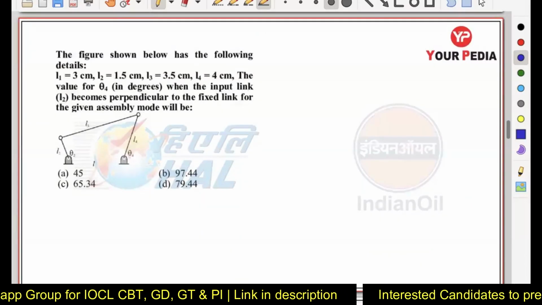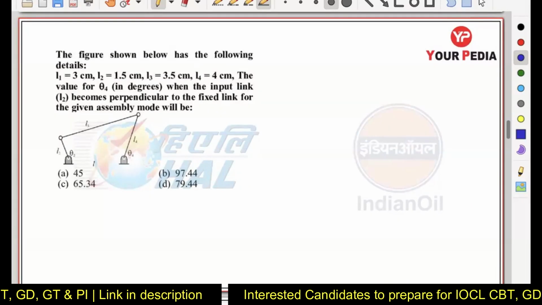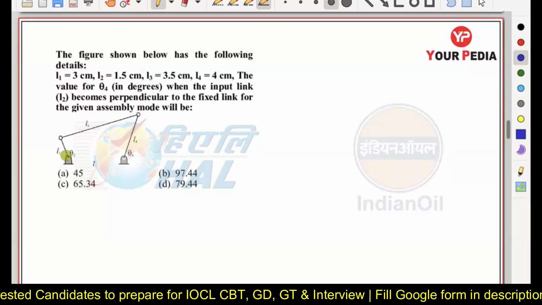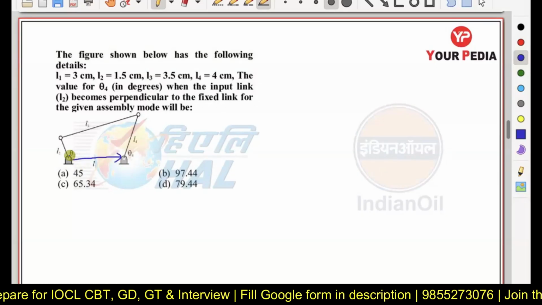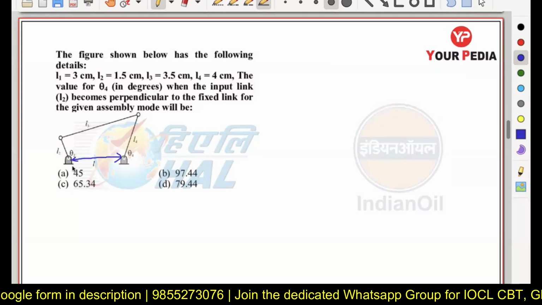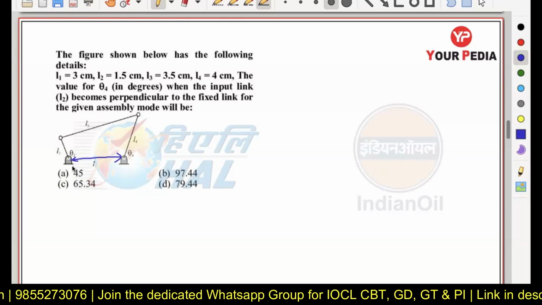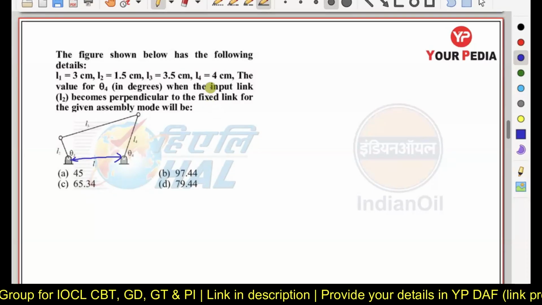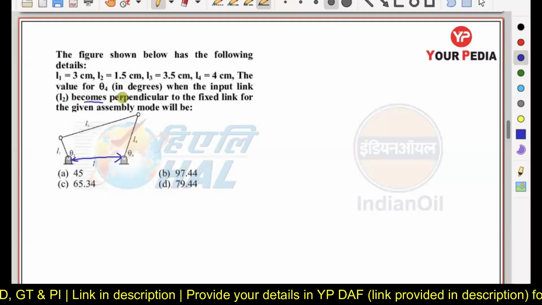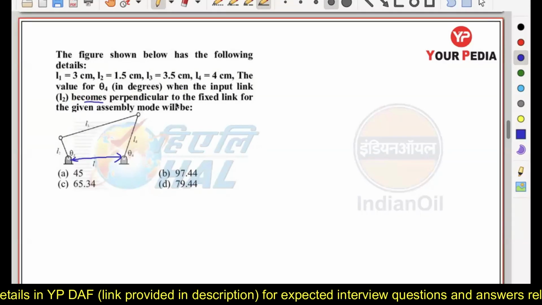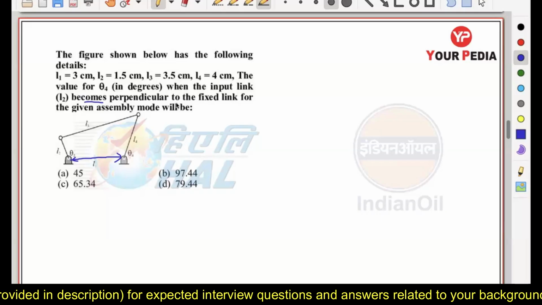The figure given below has the following details. L1 is this one here. This is L1. L1 is given to us as 3 centimeter. L2 is given to us as 1.5 centimeter. L3 and L4 are also given. The value of theta 4, when the input link L2 becomes perpendicular to the fixed link for a given assembly mode, will be. This is going to be a little bit lengthy question.